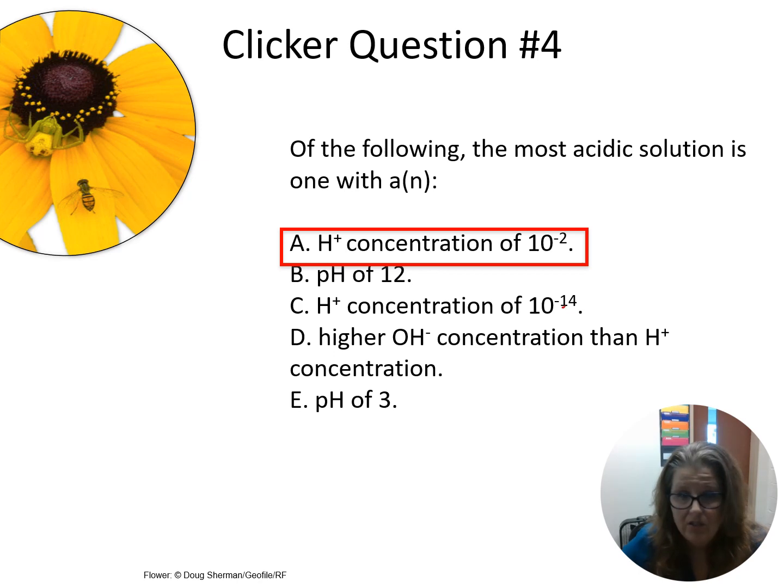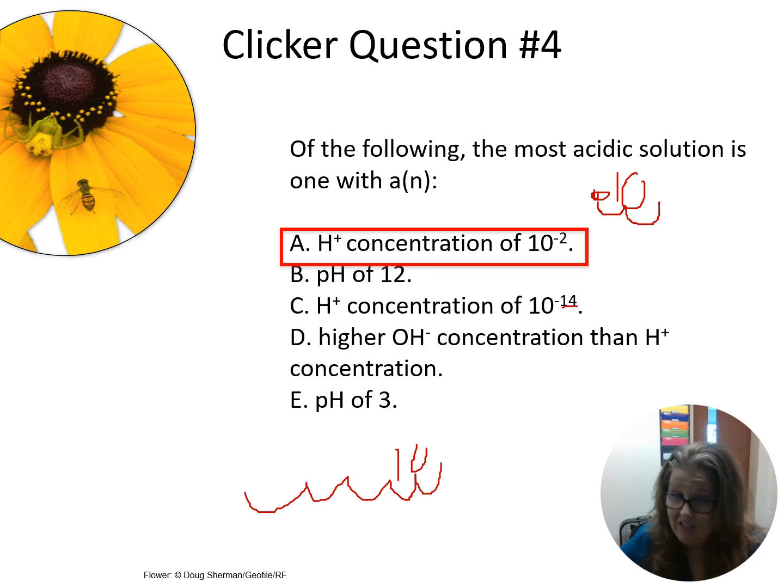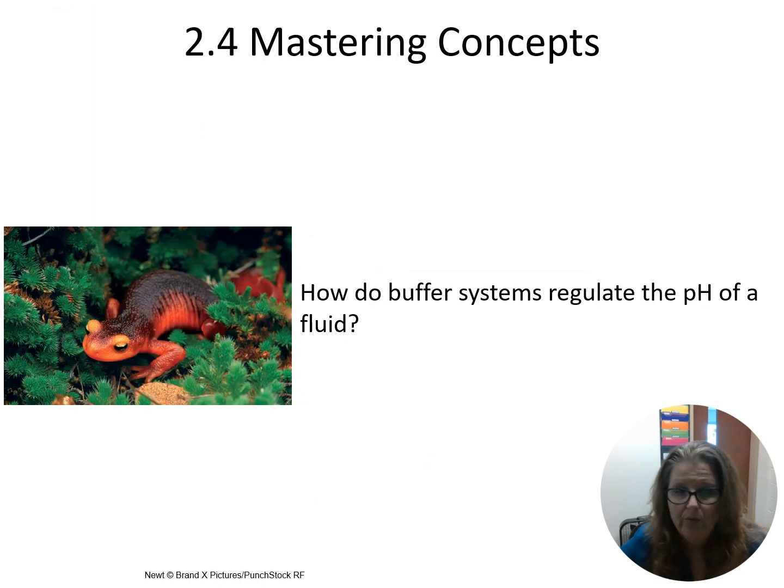Now, don't let this fool you because 14 is bigger than 2. 10 to the negative 2 means that we're moving the decimal 2 places here, so it's 0.10. Whereas 10 to the negative 14, we would have to move 14 places, so it would be a very, very, very small number. So don't let that 14 and 2 throw you off. And a pH of 12 is actually alkaline. A pH of 3 is an acid, but it's 10 to the negative 3. 10 to the negative 2 would be a pH of 2.